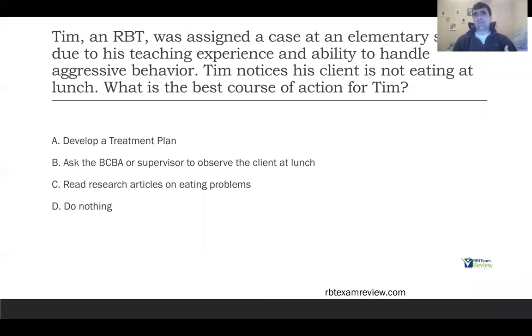Tim, an RBT, was assigned a case at an elementary school due to his teaching experience and ability to handle aggressive behavior. Tim notices his client is not eating at lunch. What is the best course of action for Tim? Okay, ethics question right here. So we're not asking about measurement, we're not asking about any of that. This is an ethics question. Tim is an experienced teacher, knows aggressive behavior, and notices a new behavior. So put yourself in that situation. You notice a new behavior.